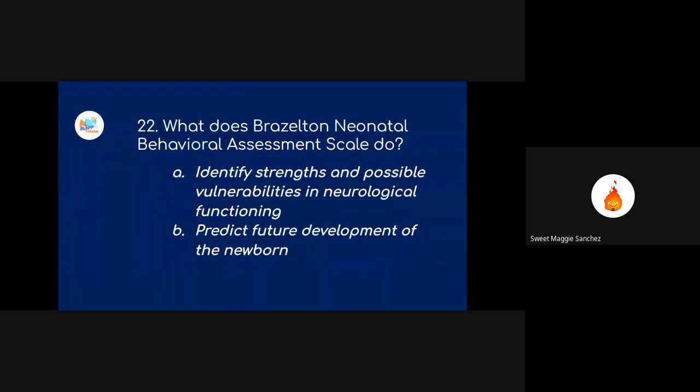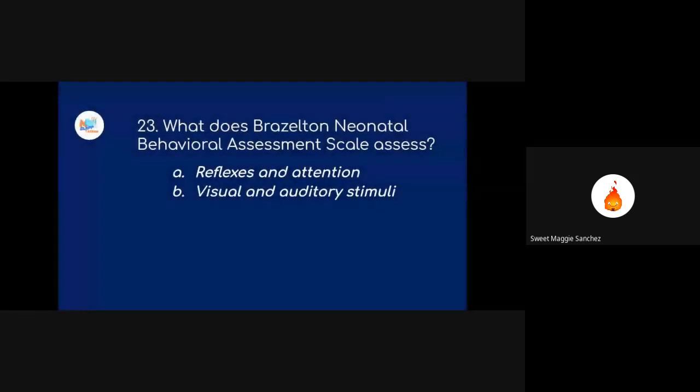Okay, what does the Brazelton Neonatal Behavioral Assessment Scale do? Bonus question again. It does both. It identifies strengths and possible vulnerabilities in neurological functioning, and it also helps predict the future development of the newborn. So it should observe more of the baby's behavior. How do they respond to the environment? How are they with their physical and social environment? How will they react?